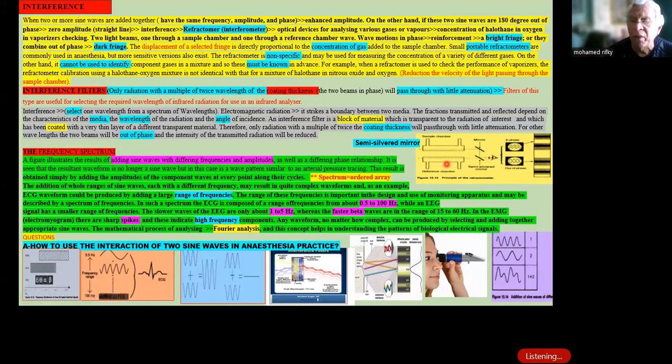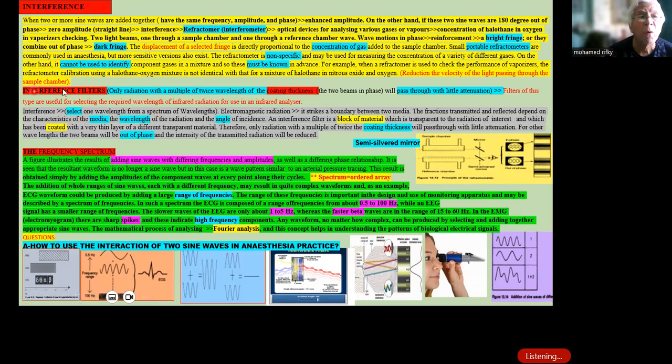Of course, we can use it to identify other gases, but we ought to know, as with the mass spectrometer, the components of the gas. So it does not identify the types of gas. Of course, it is non-specific because it's not specific for halothane. On the other hand, we have, of course, portable small refractometers to be used in the theater.